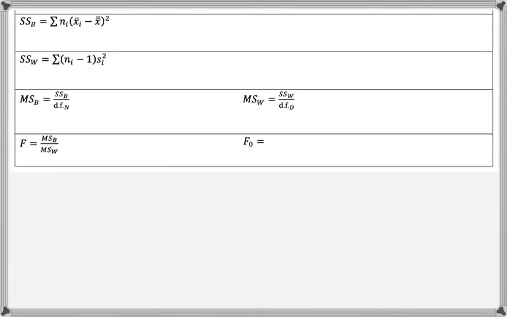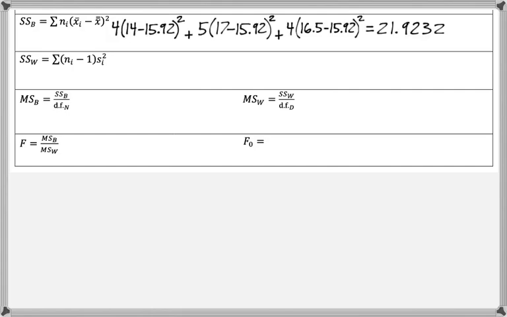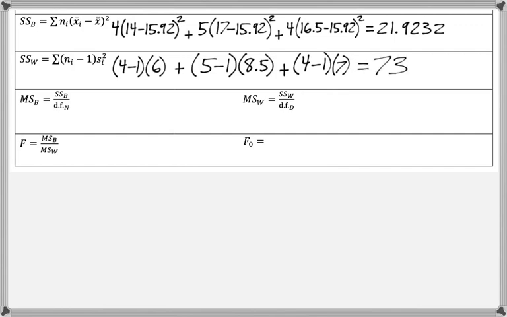SSB stands for the sum of squares between the samples, and we need to take each sample mean minus the grand mean, square that, and multiply it by the sample size, and then add those together. And we get 21.9232. SSW stands for the sum of squares within the samples, and we need to take each sample size minus 1 and multiply it by the sample variance, and then add those together. And we get 73.